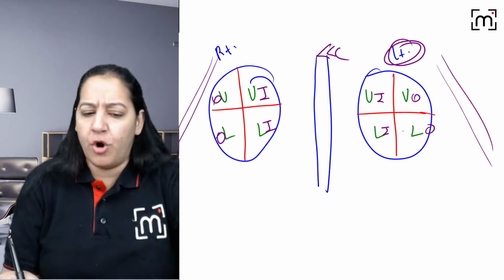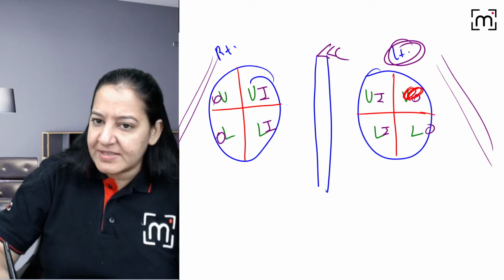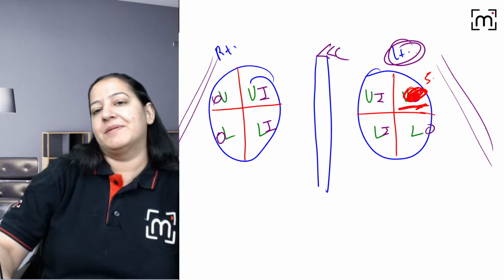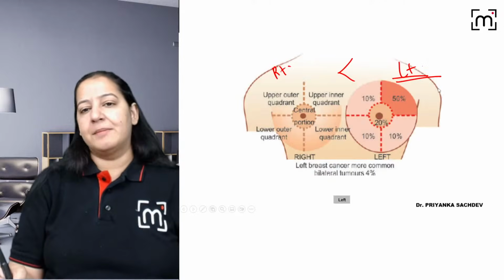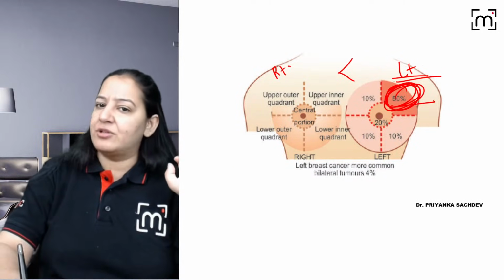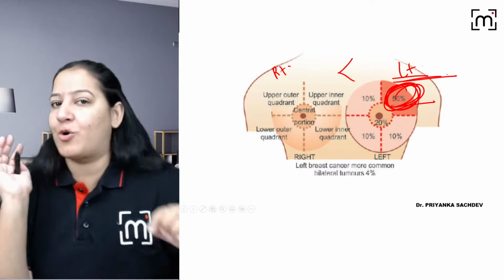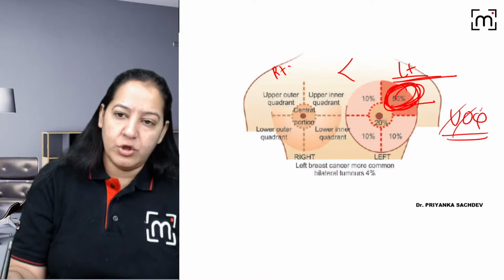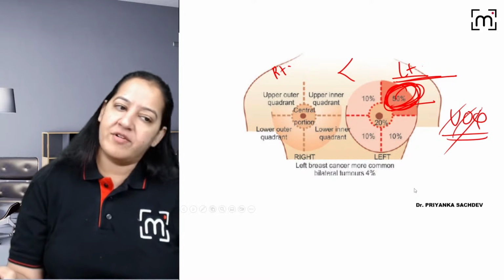In the left side, which quadrant? So 50% of the breast cancer occurs in the upper outer quadrant of the left breast. So write down 50% here. It's a general rule. Give me a thumbs up on this point. You can see 50% here. So 50% of the breast cancer on the left side is in the upper outer quadrant. Upper outer quadrant is known as UOQ. Upper outer quadrant, left side.